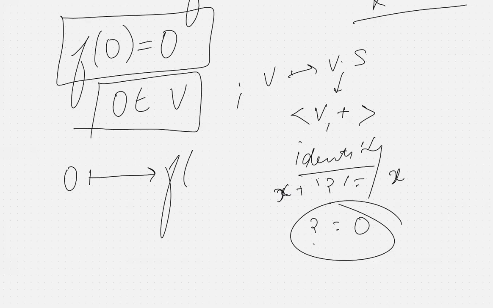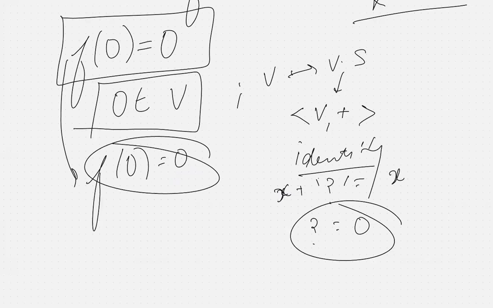f of 0. Actually, the value of the image f of 0 would be equal to 0. I'm sorry, not this. The value of the image f of 0 would always be equal to 0. Okay, next thing, f of minus x equal to minus f of x.